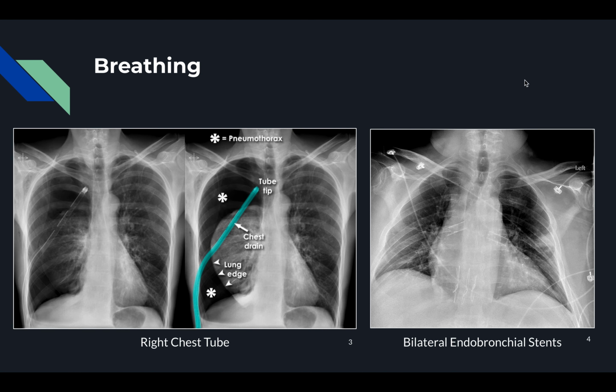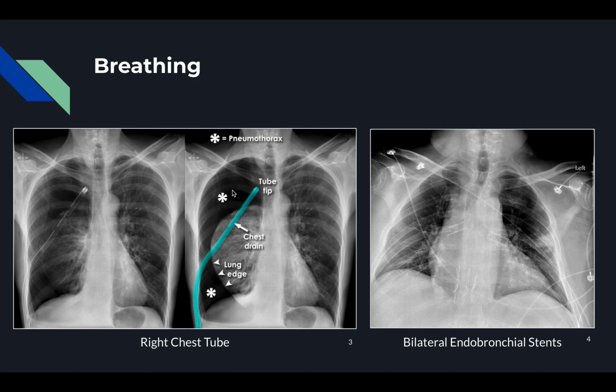Next, we'll talk about breathing. With breathing, we want to look at the lungs, and some devices or tubes that we might be looking for are chest tubes. We can see on the left, this is an image from Radiology Masterclass. We see a chest tube here. It's been nicely highlighted for us in this image to the right, but this is what a chest tube would look like projecting over the lung space.